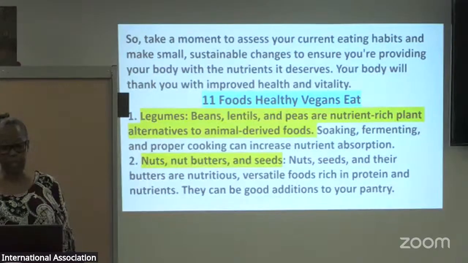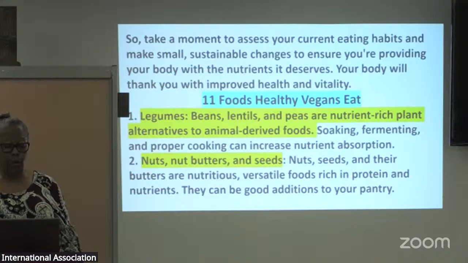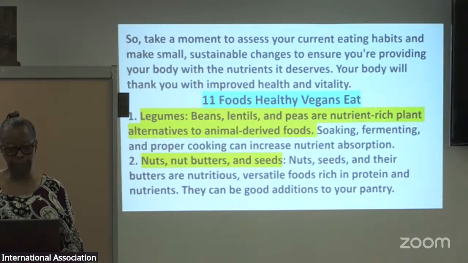Take a moment to assess your current eating habits and make small, sustainable changes to ensure you're providing your body with the nutrients it deserves. Your body will thank you with improved health and vitality.